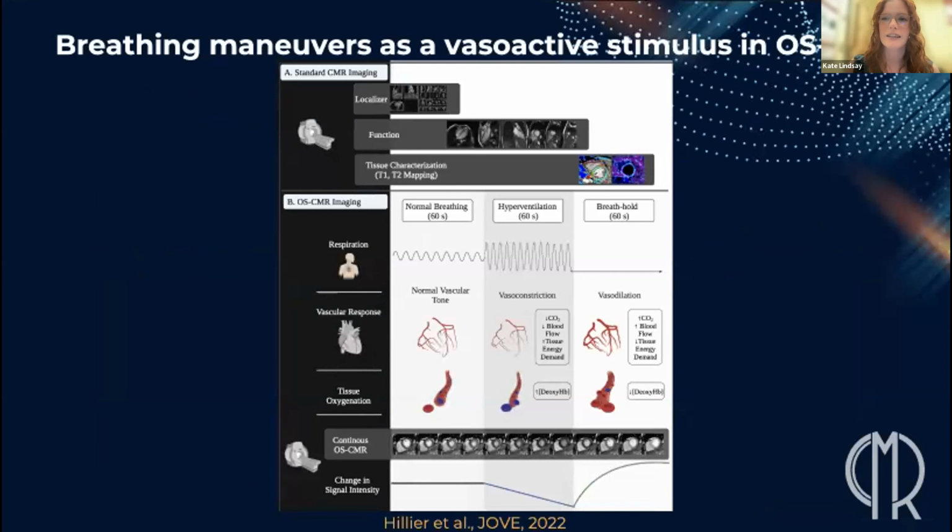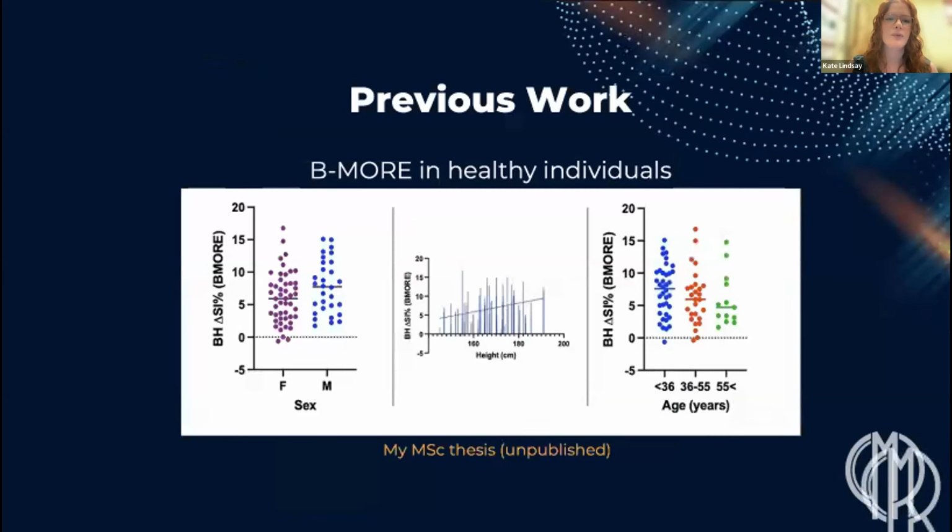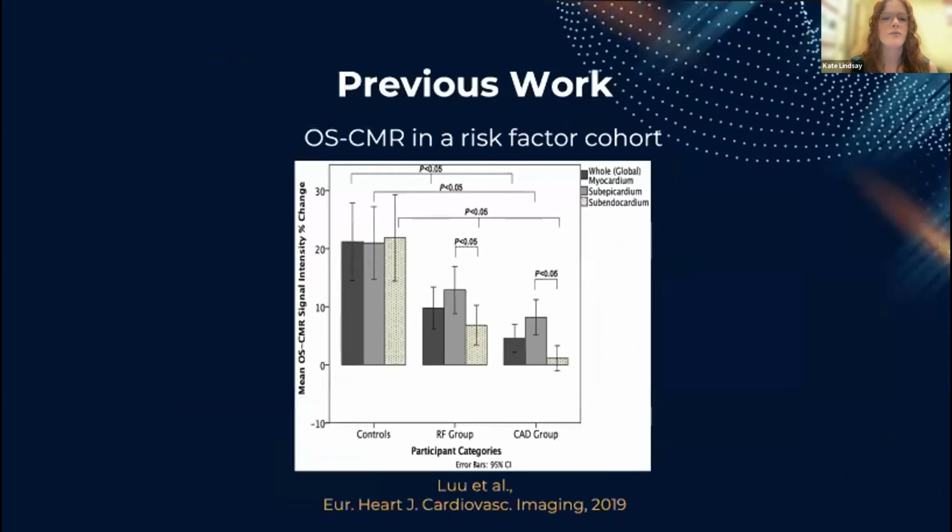So previously, I took a look at the BMOR, so our biomarker, in healthy individuals. And I saw that even in those healthy individuals, their BMOR values did vary slightly. They were slightly reduced in female individuals, they increased in people who were taller, and they decreased slightly over the lifetime.